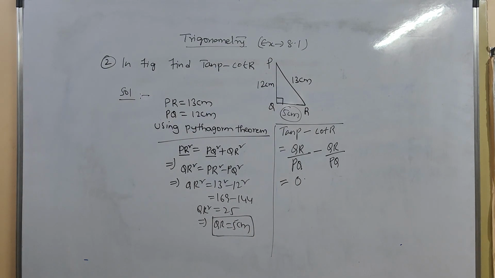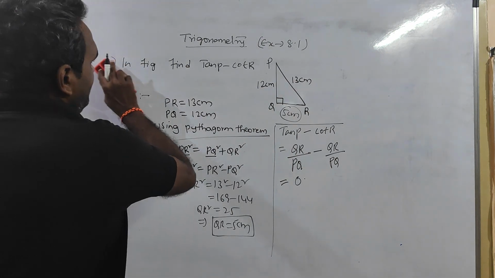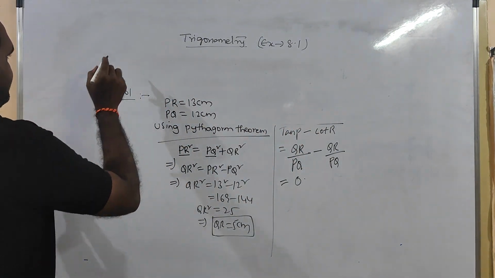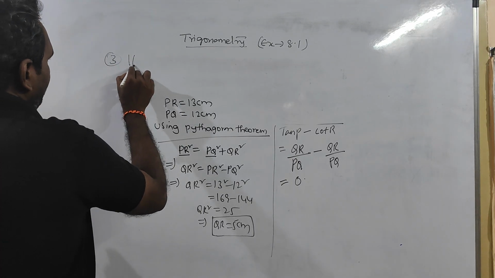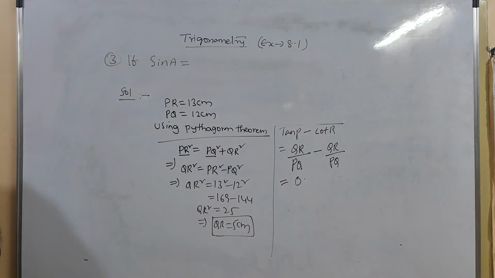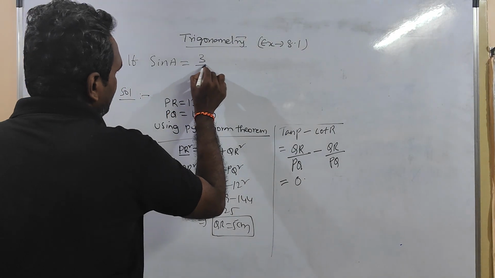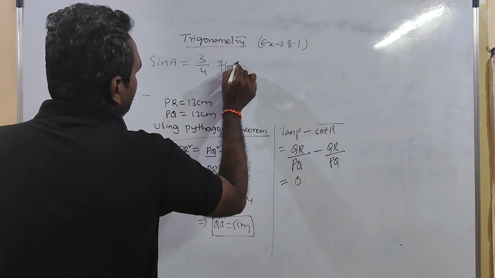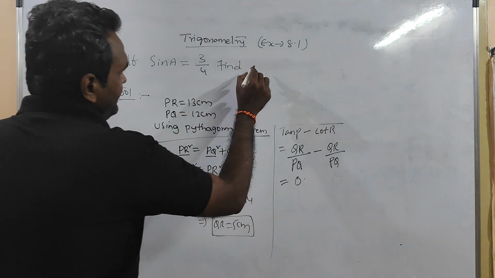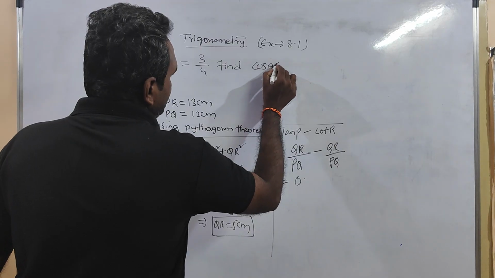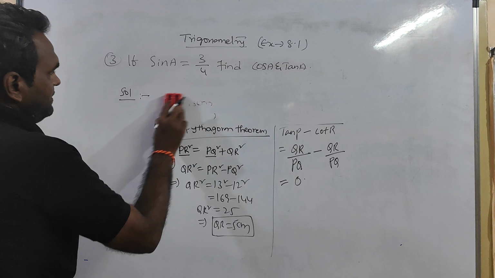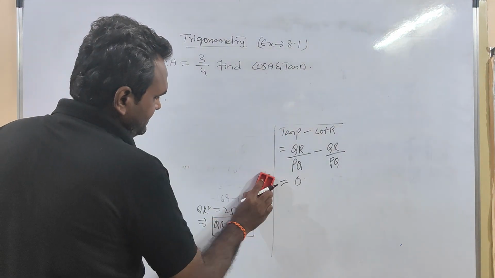And see what is the third problem. What is given? If sin A is equal to 3 by 4, find cos A and tan A. This is regarding the third problem.